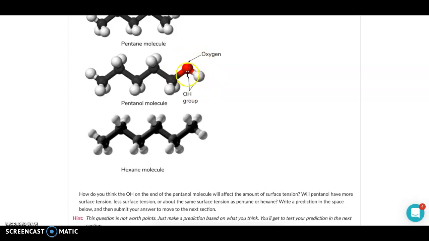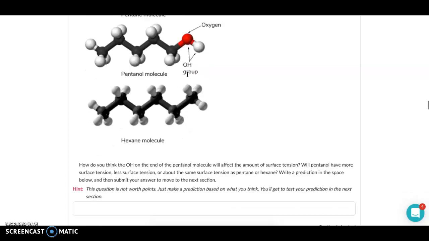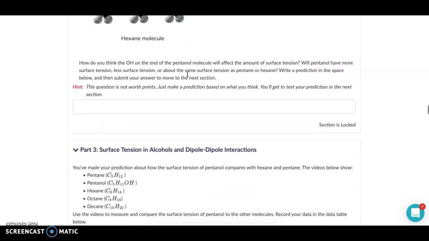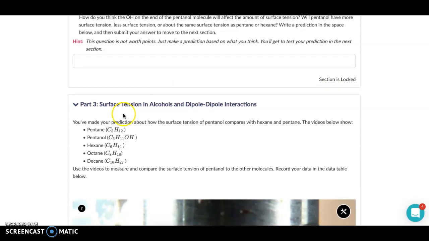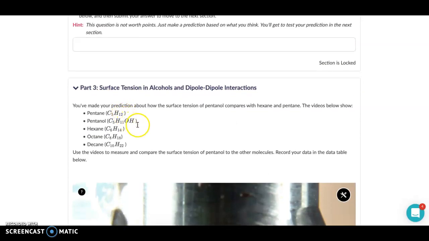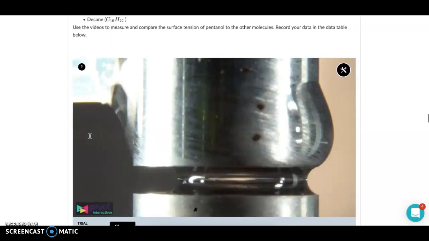This OH group here, as Miss Carol has probably talked to you about, the OH group creates a dipole, and how does that dipole interaction compare to the London dispersion forces? So then once you make your prediction, you then move on to number 3 to look at a dipole interaction in pentanol and comparing that to other alkanes like pentane, hexane, octane, and decane.